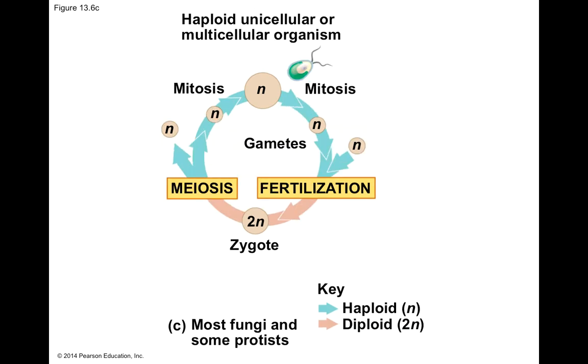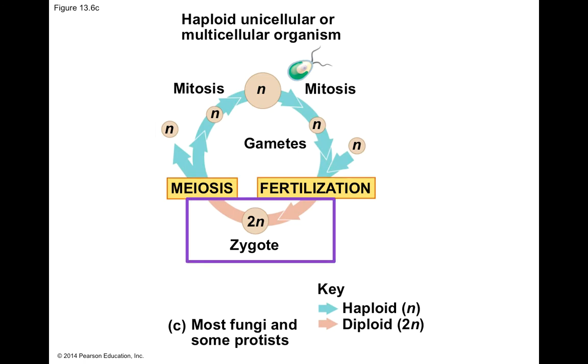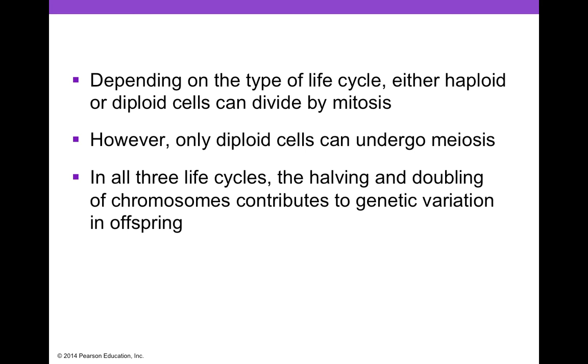The third sexual life cycle is representative of fungi and some protists. These organisms spend most of their life cycle in a haploid state. Gametes are made through mitosis, since they're already haploid, and two gametes can unite to create a diploid zygote. The zygote will then undergo meiosis to create a haploid organism, which then can divide by mitosis to form a multicellular haploid organism. So to wrap things up, whatever the life cycle, while either type of cell can undergo mitosis, it's only the diploid cells that go through meiosis to become haploid.